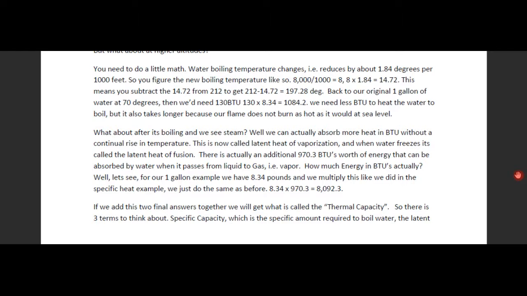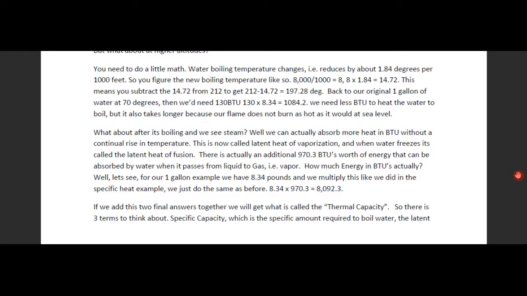How much energy in BTUs, actually? If we go back to our 1 gallon example, we have 8.34 pounds in the gallon. We take that 8.34 pounds and multiply it as we did before, but this time we use the latent figure of 970.3, and we get 8,092.3 BTUs. So in the conversion, once it's boiling and it goes to steam, we just absorbed an additional 8,092 BTUs.